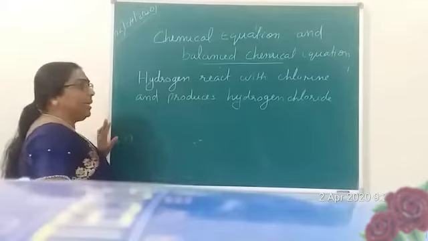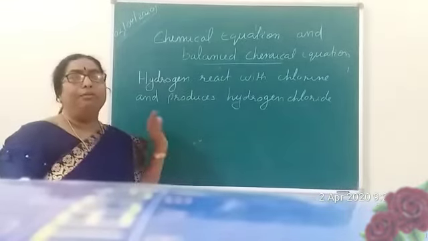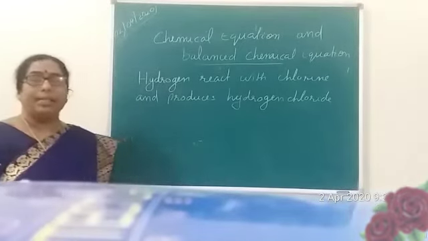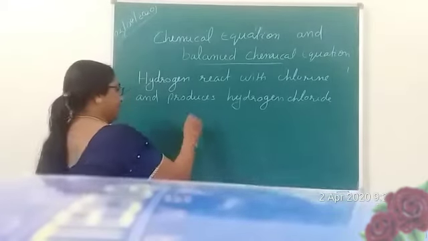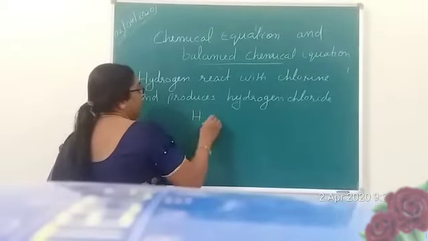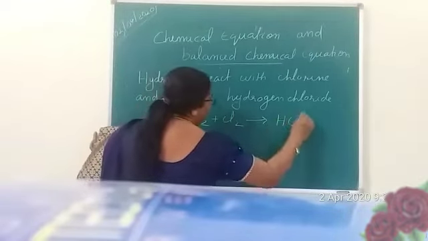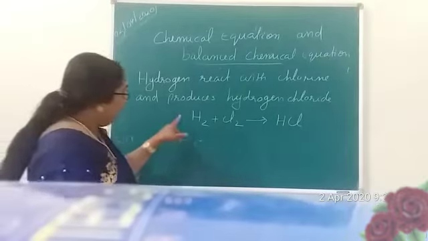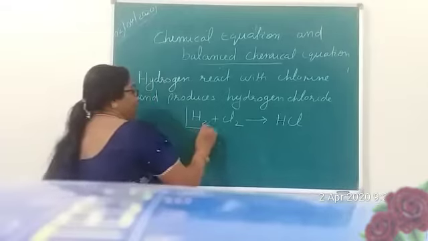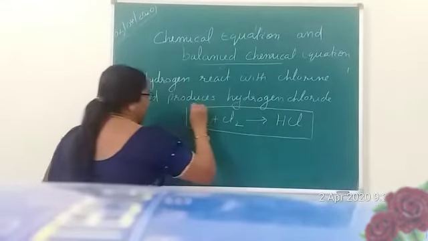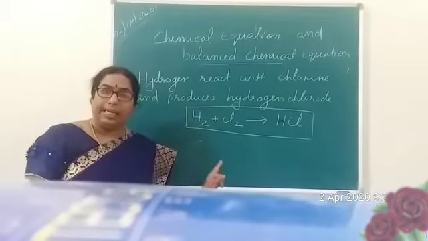Now the same word equation we can represent by means of symbols and formulas. Representation of a chemical reaction using symbols and formulas is termed as chemical equation. So let us represent this reaction: H2 plus Cl2 will give you HCl. Is it clear, children? This symbolic representation of a chemical reaction is termed as chemical equation.